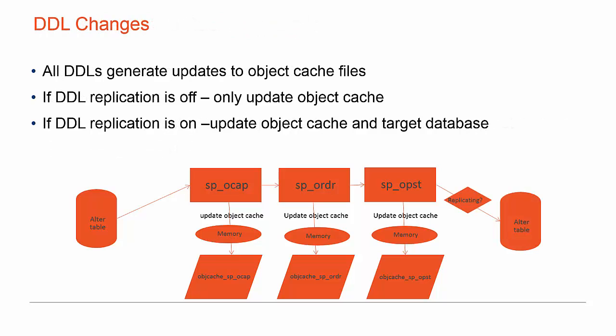Capture sends a DDL message to the reader process and then to the post process for all replicated objects, regardless of whether DDL replication is enabled or disabled. If DDL replication is off, then the object cache file will be updated, but the changes will not be sent to the target database. If DDL replication is on, then both the object cache and the database will be updated with the new DDL.